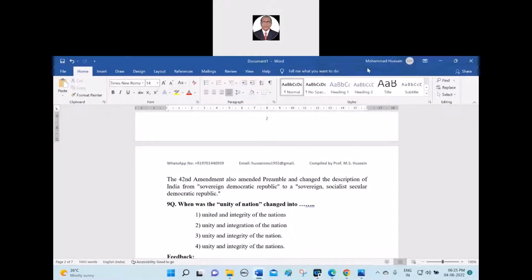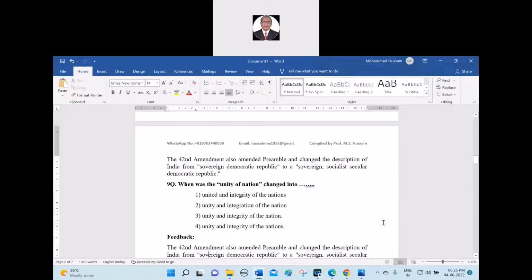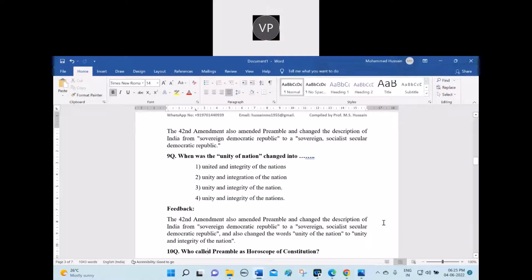Please look at it very carefully. Which one is the right answer? Three, sir. Unity and integrity of the nation. Wait, give me the number. First one, sir, is wrong. Fourth one, sir, is wrong, it says nations. The remaining is second, unity and integrity. Third, unity and integrity of the nation.